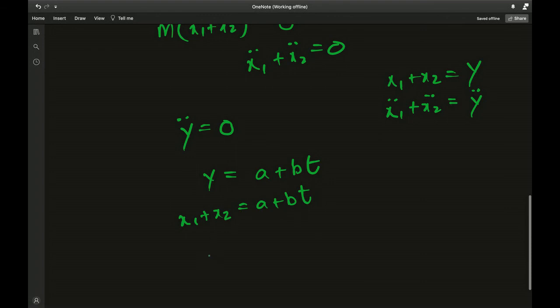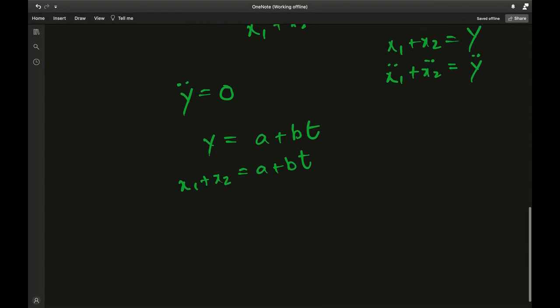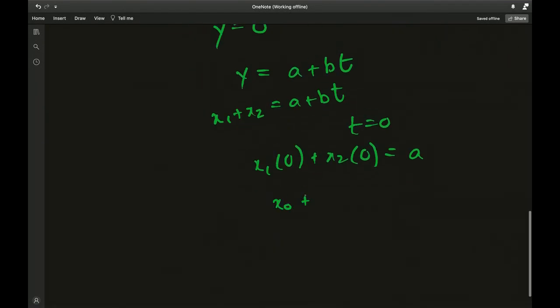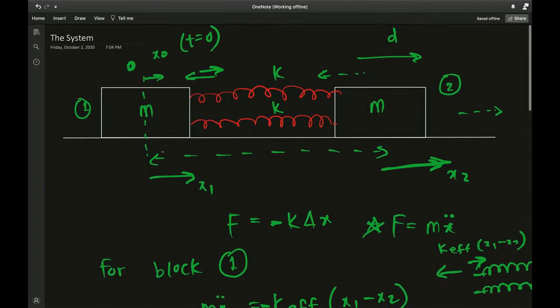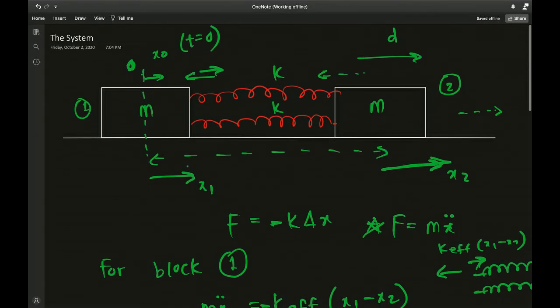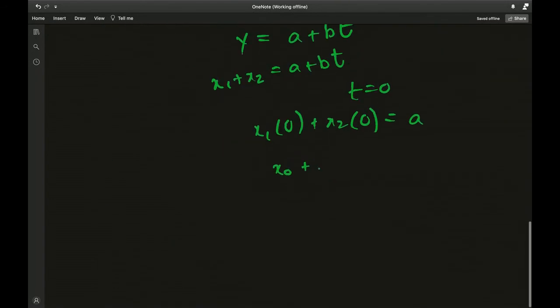Now we want to find a and b, so we need to look at the initial conditions. If we plug in t equals 0, this b term goes away, so we have x1 at 0 plus x2 at 0 is equal to just a. Well, x1 at 0, as I said, was x naught. x2 at 0 is at a relative distance d from, if we consider this as the reference starting point, this entire distance is d. I can call that a.